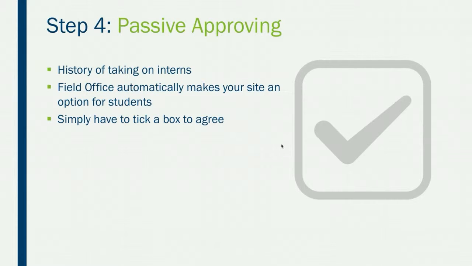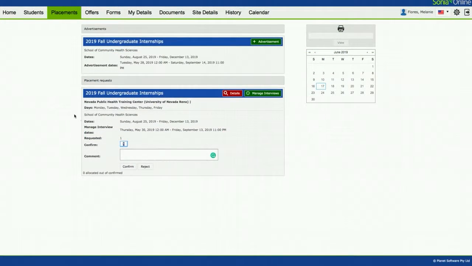Which means if we do not hear from you through an advertisement or an offer, what we'll do is we will automatically drop you into what we call a placement group or semester. And all you have to do is tick a box that says confirm or deny. Simple as that. Let's see what that looks like. So to passively agree to taking a student a certain semester, what happens is the field office made this request and you're just either confirming or rejecting this request.